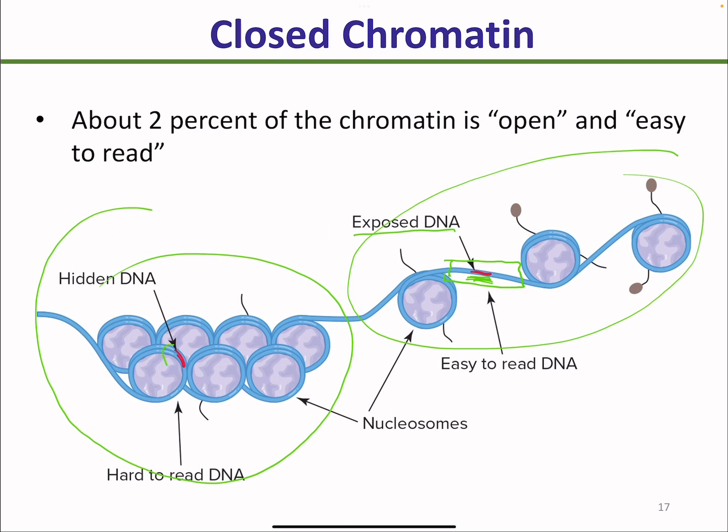However, the gene that is right here cannot be expressed, okay? It cannot be expressed because of the steric hindrance, the cluttering caused by all these histones here. So about 2% of the chromatin in our body is open and easy to read. Everything else is cluttered and hard to read.